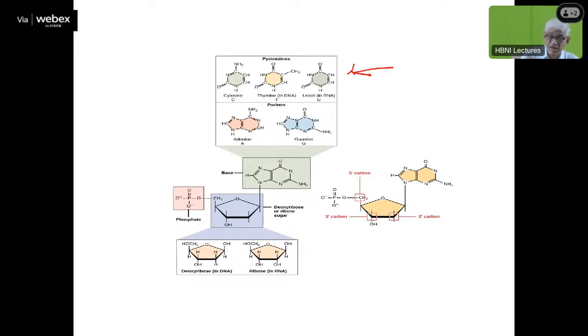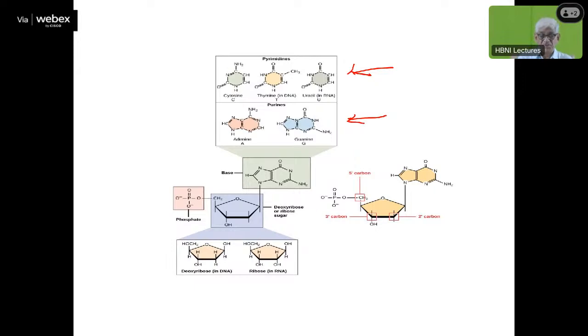Cytosine and thymine are present in DNA. In place of thymine, uracil is present in case of RNA. Cytosine is present in both. So both are pyrimidines. Now these are the purines. There are two purines there, adenine and guanine.